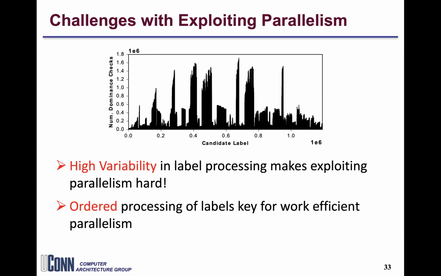We took all of the candidate labels that we processed, and on the y-axis, I am plotting the number of actual dominance checks that candidate label had to go through. If you look at this graph, it's highly variable. It can be a few to many orders of magnitude of checks being performed. So it's highly variable.